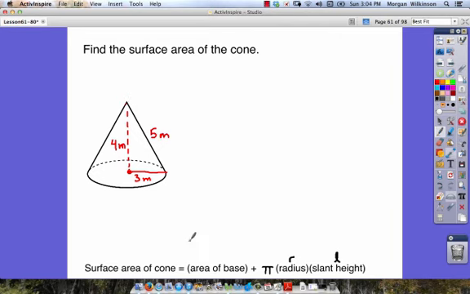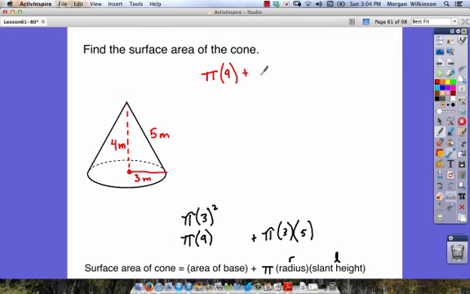So the area of the base is, well, that's going to be pi times the radius squared. That's pi times 3 squared. So that's going to be pi times 9. And to that we're going to add pi times the radius. Well, the radius is 3 times the slant height of 5. Well, pi times 3 times 5, that must be equal to pi times 15. So we're going to rewrite at the top pi times 9 for our area of the base plus pi times 15. When we find those two answers, we found the answer to the problem.